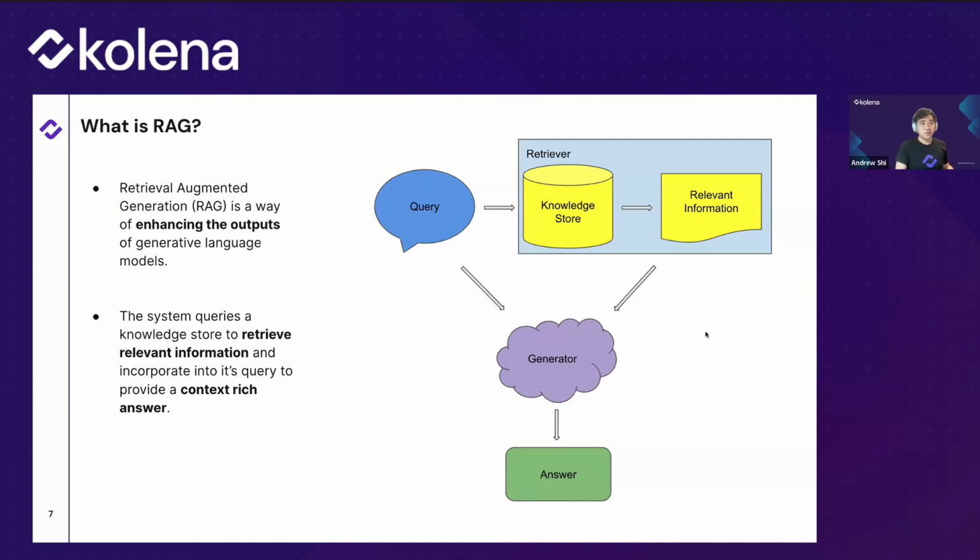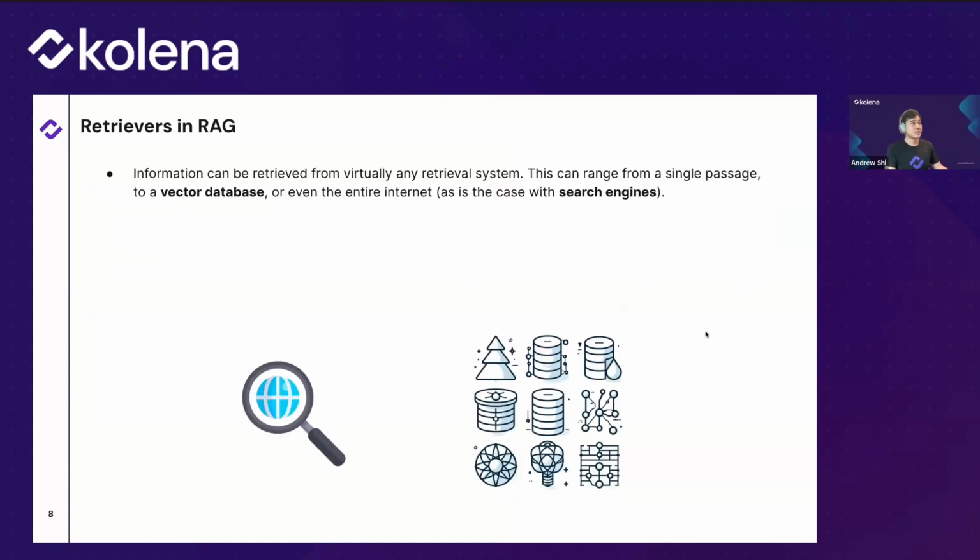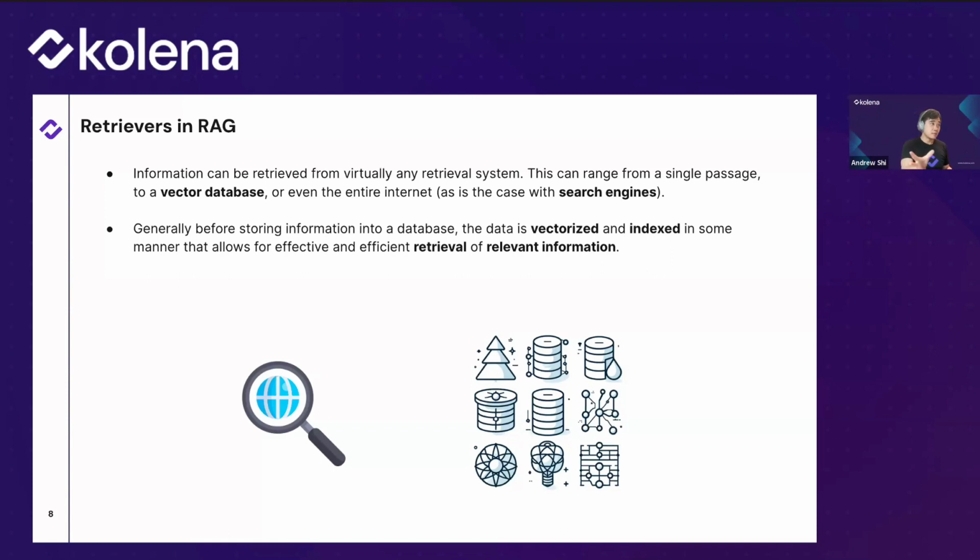So that's a quick summary of what that is. Basically, any sort of retrieval system is valid for this. That can range from a single passage, to even searching the entire internet, or searching a particular patient database, or a domain specific database. But most commonly, and the architecture that I'm assuming here, is a vectorized database, where you've taken a corpus of documents, chunked them, and thrown them into that database.